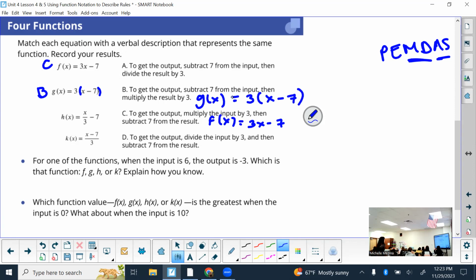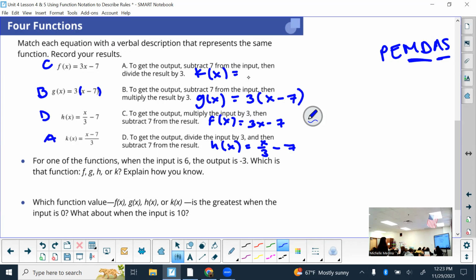Table 1, which one would go with the h of x? D. So let's see. To get the output, divide the input, which is x, by 3, and then subtract 7 from the result. So I agree with that one, because you would normally do any dividing before you subtract. So then by process of elimination, that means k of x goes with a.